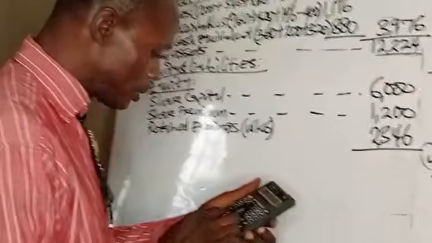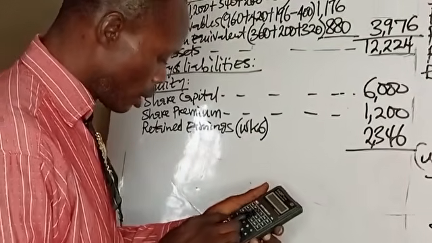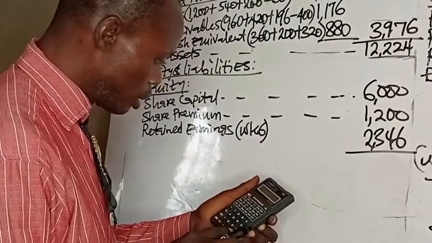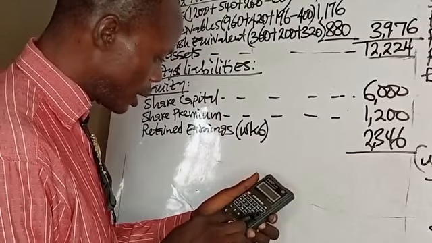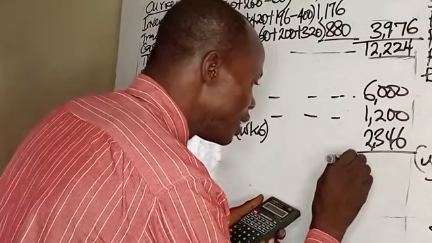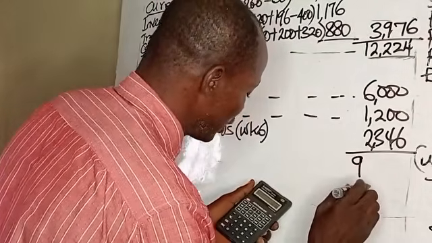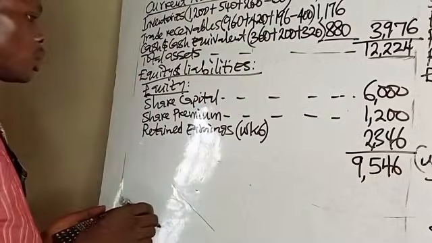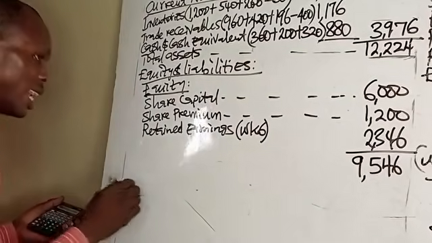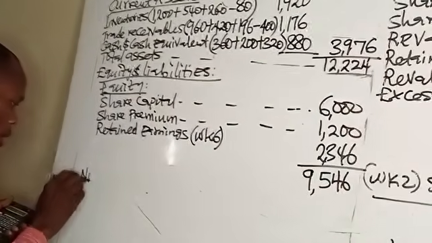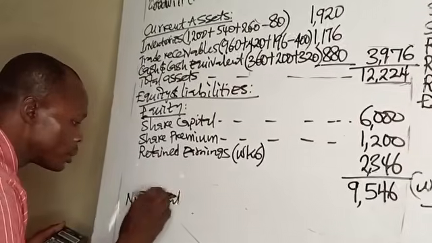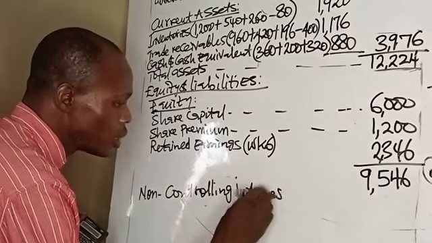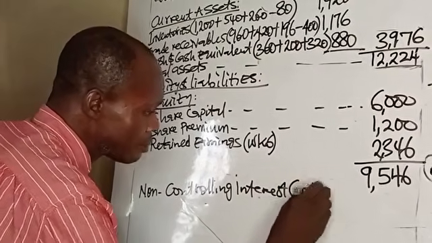So we sum it up. We have 6,000 plus 12 plus 1,200 plus 2,346. So we have 9,546. This is the equity attributable to the owner. Then the next thing is non-controlling interest. That is working 9.